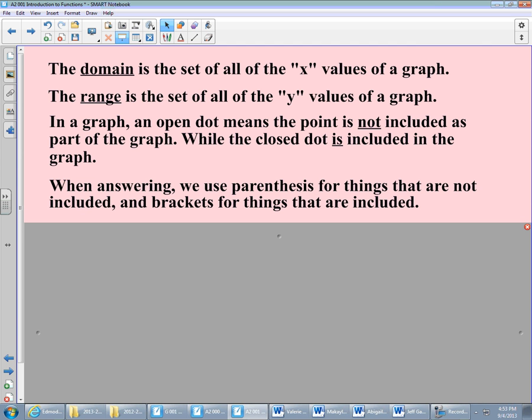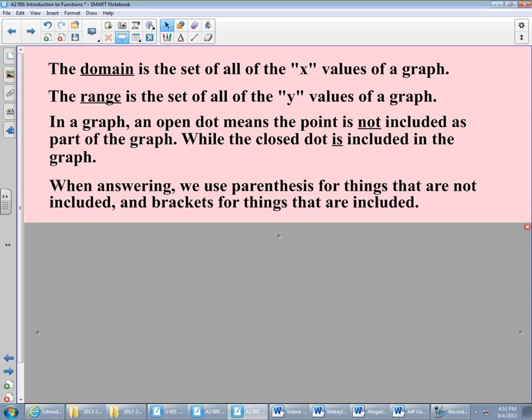When we are answering questions that refer to domain and range, most of the time we are reflecting some sort of a span of values. It's not usually a single value or two single values. It's usually a collection of values. And so when we answer those, we are typically using some type of parenthetical notation. We use parentheses for things that are not included and brackets for things that are included.